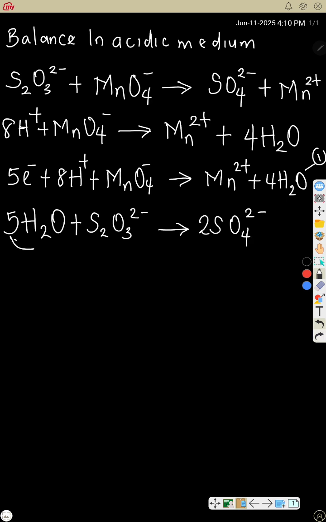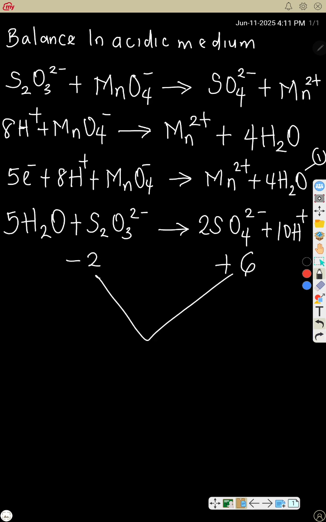Now, how many hydrogen now? 5 times 2, 10. So I'll add 10H plus here to balance the hydrogen. Now calculate the charge. The total charge here is -2, because this is 0. The total charge here is 2 times -2, that is -4. -4 plus 10, that's 6. So the total charge here is -2, the total charge here is +6.